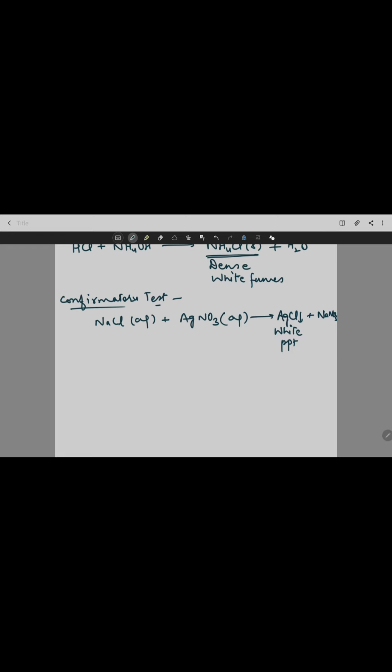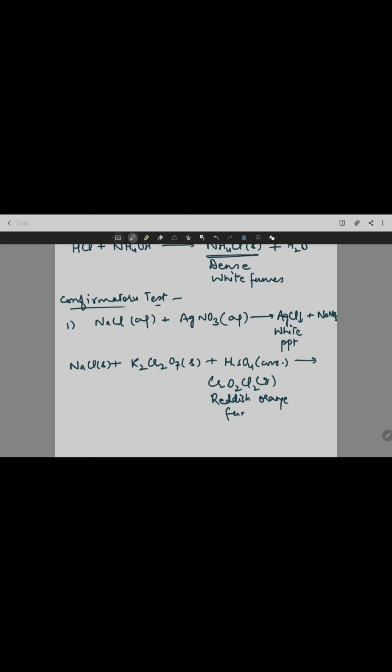Now what about the chromyl chloride test? What is the chemistry behind it? We are taking again, say, sodium chloride. In this sodium chloride we added potassium dichromate solid, K2Cr2O7, this is again solid, and to this we are adding concentrated H2SO4. Then what are we getting here? We will get CrO2Cl2. This is the orange, or you can say reddish orange fumes.